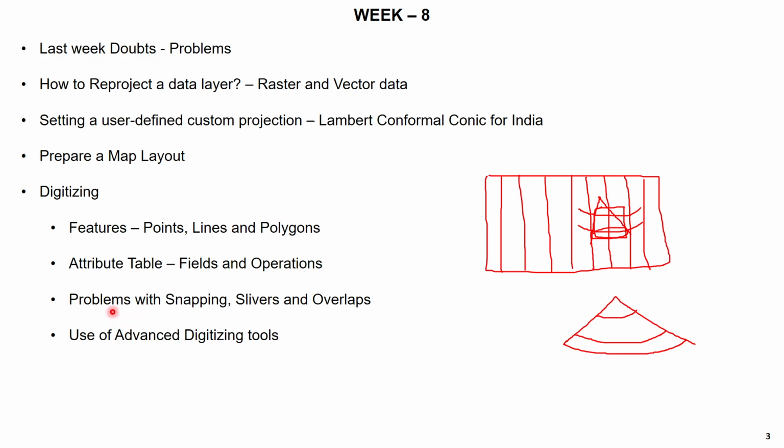Then while digitizing, there are some issues. So they usually occur with snapping, and they are called slivers and overlaps. Then we will see how to quickly digitize some of the layers by using the advanced digitizing tools.